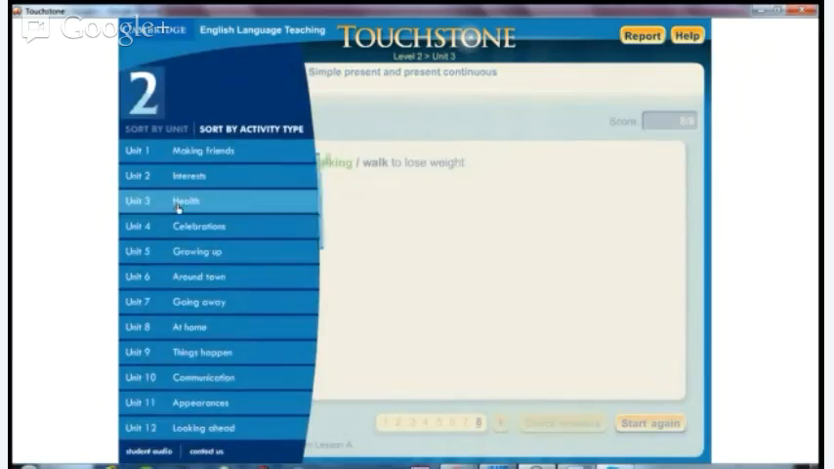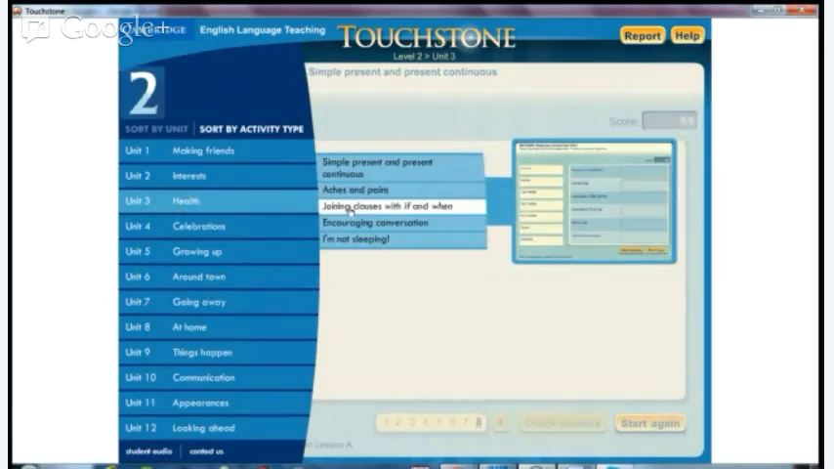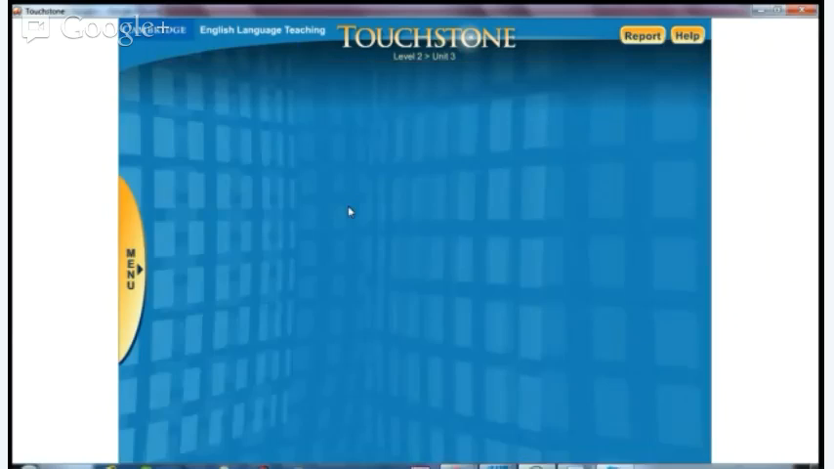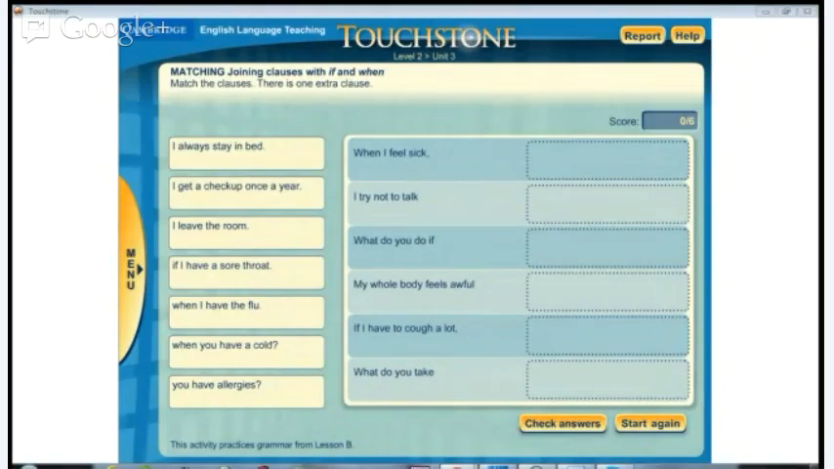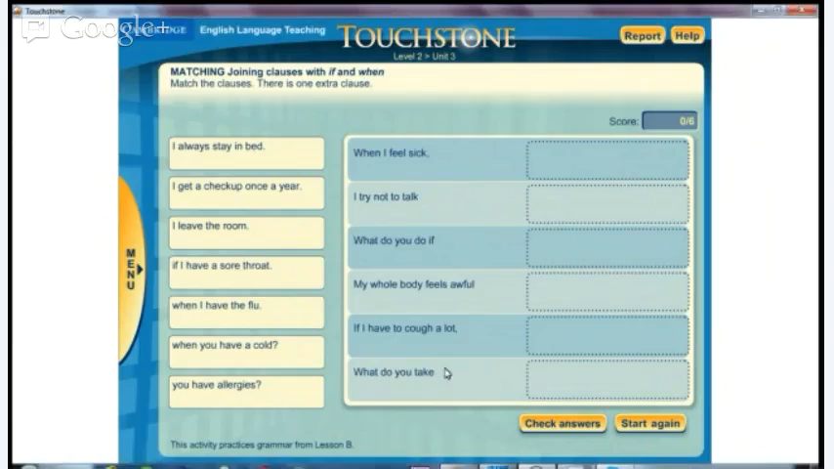Unit 3. Joining clauses with if and when. Match the clauses. There is one extra clause. So I always stay in shape.